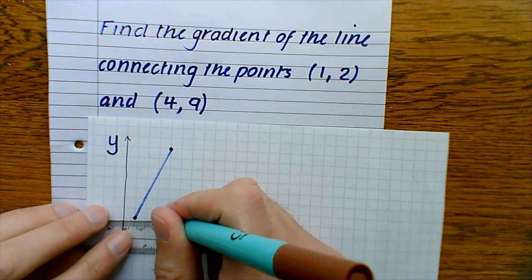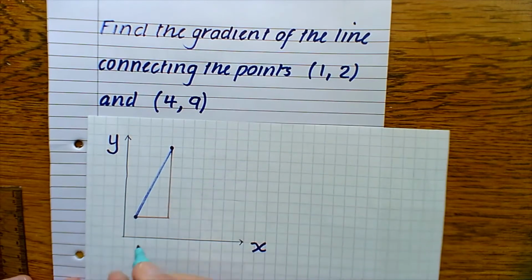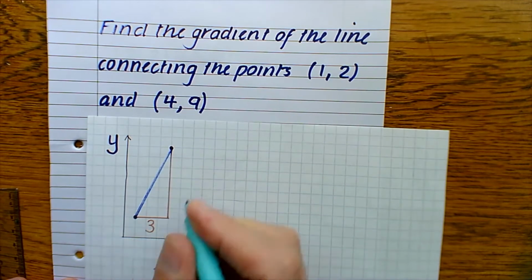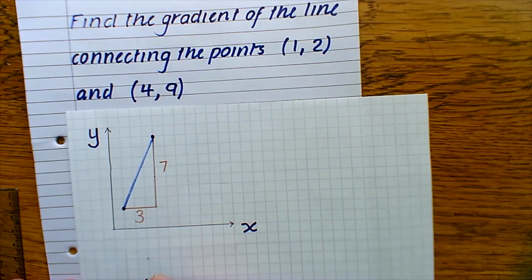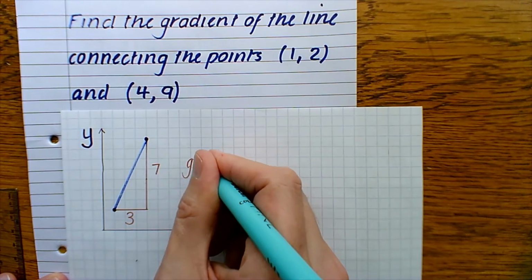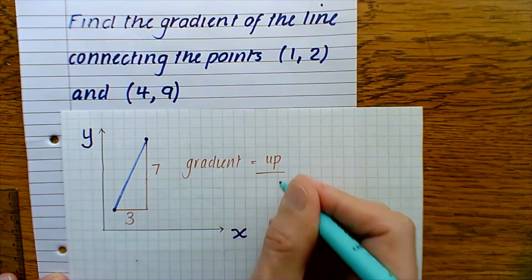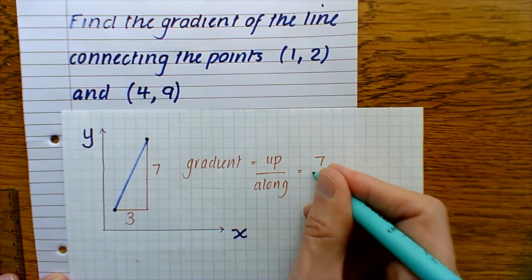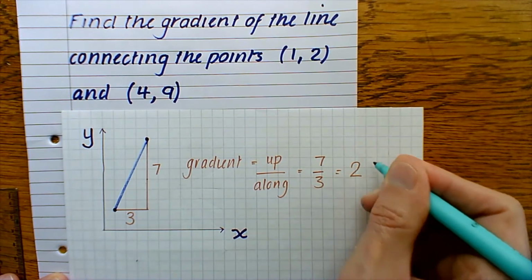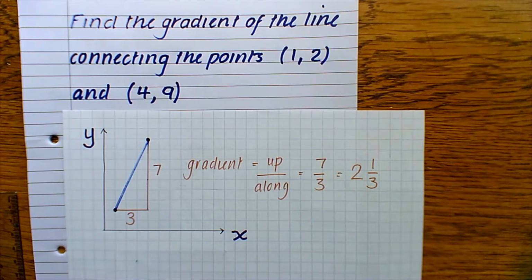And we need to know how many boxes along and how many boxes up. So there we are, it's going along 3 boxes. It's going up 7 boxes. So the gradient of that line is the number of boxes up divided by the number of boxes along. So it's going 7 boxes up and 3 boxes along. So the gradient of that line is 2 1/3. Okay, slightly steeper, slightly more than 2 boxes up for every 1 along, 2 and a wee bit boxes.